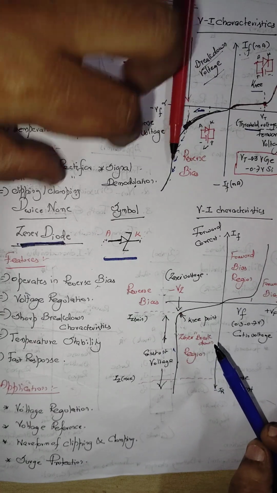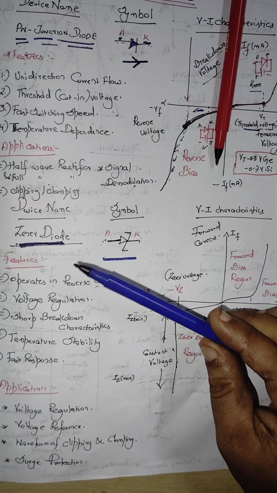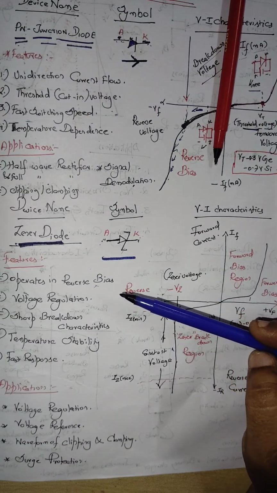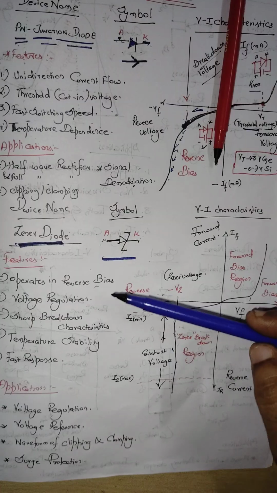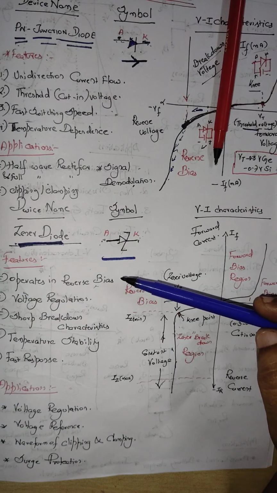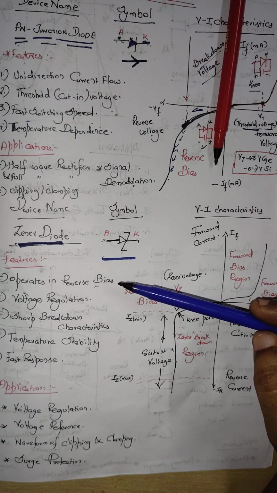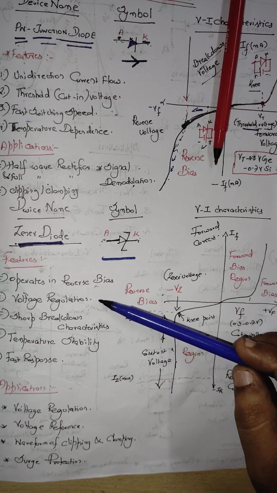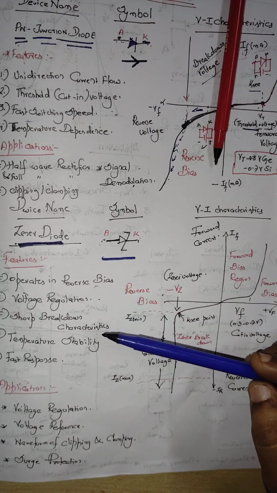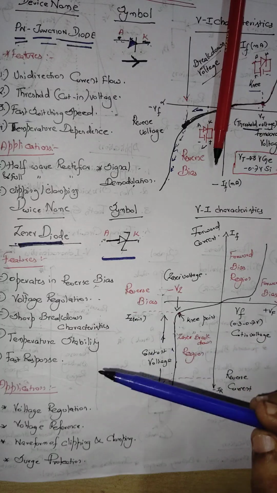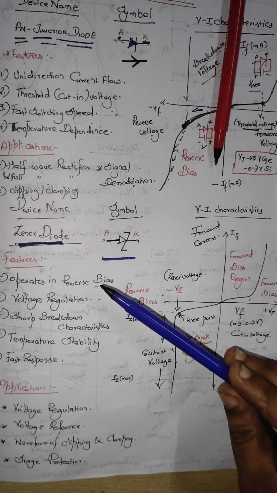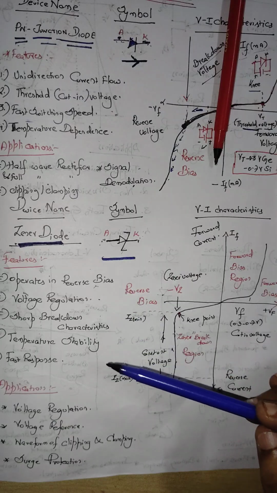So the next thing is about the features. The Zener diode will operate in forward bias and also in reverse bias condition, similar to the normal diode, and it will also act like a voltage regulator. It has sharp breakdown characteristics, temperature stability and fast response. These are the features of the Zener diode.